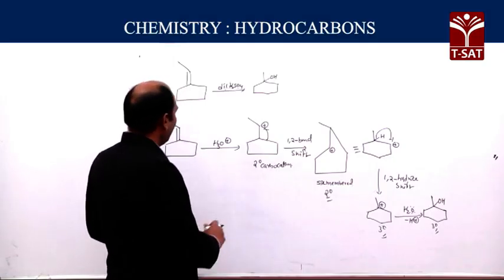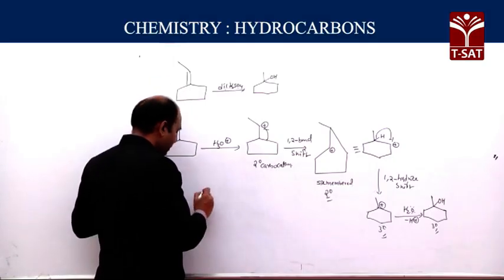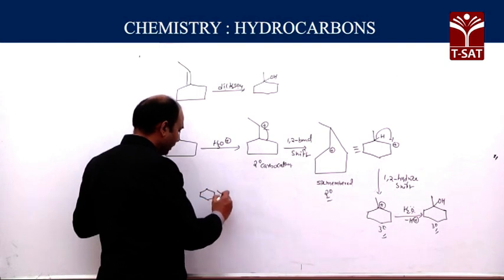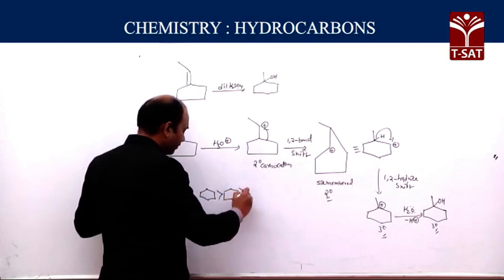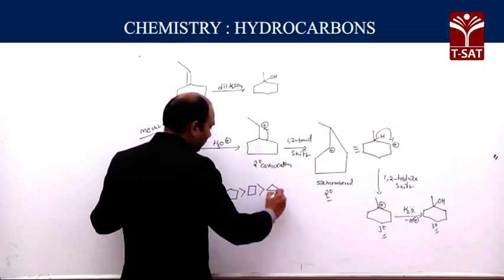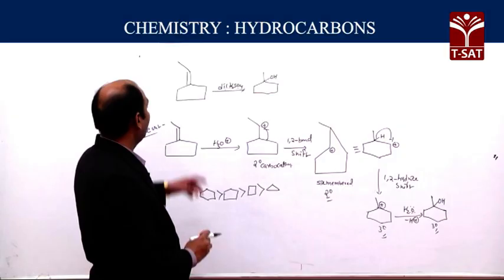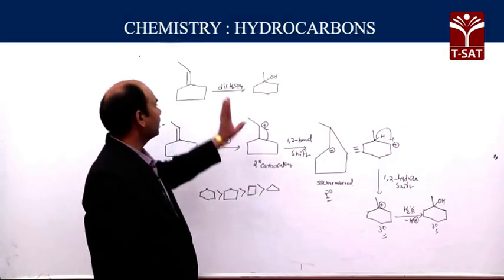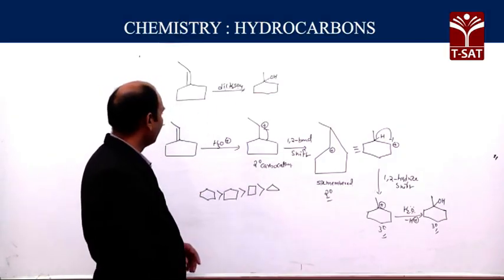Here, actually, in ring stability, a 6 membered ring is more stable than 5 membered, 5 membered is more stable than 4 membered, and 4 membered is more stable than 3 membered. So, here this is a 5 membered ring, and the 5 membered ring is converted into a 6 membered ring. This is a beautiful example.